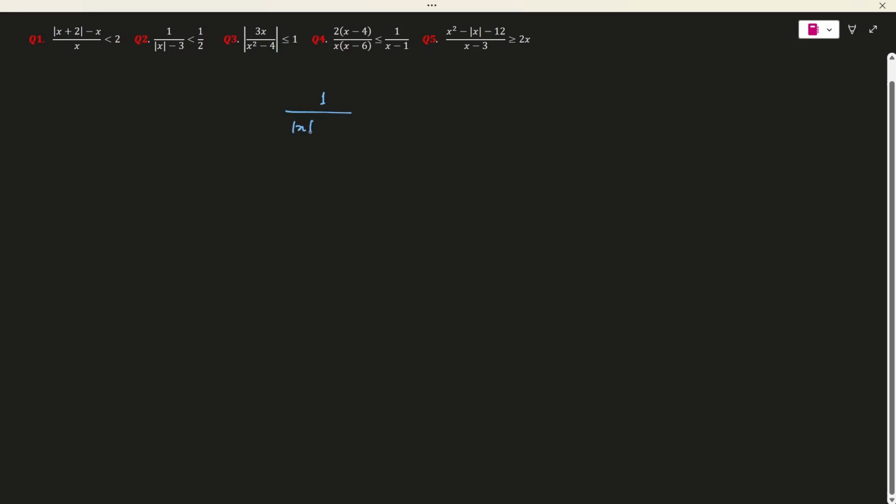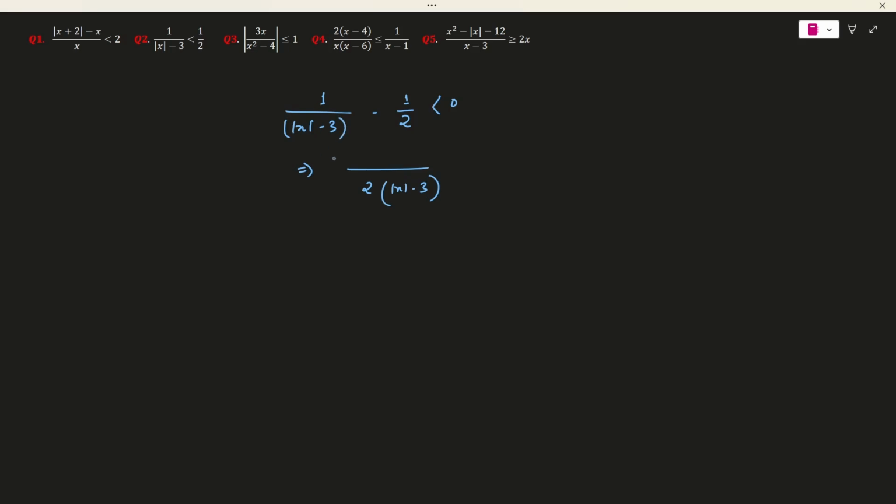1 by mod x minus 3 is less than half. So I can write it like this. Let me take the LCM. So mod x minus 3, so we'll have 2 minus mod x minus 3 is less than 0. So this can be written as 5 minus mod x by mod x minus 3 is less than 0. Since 2 is a positive number, I multiplied 2 with both the sides, so the inequality sign will not change. Now I can say mod x minus 5 by mod x minus 3 is greater than 0.